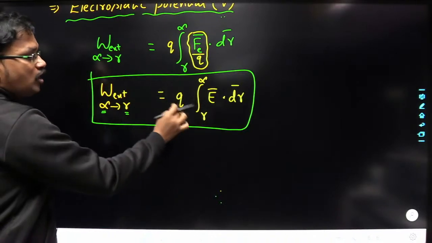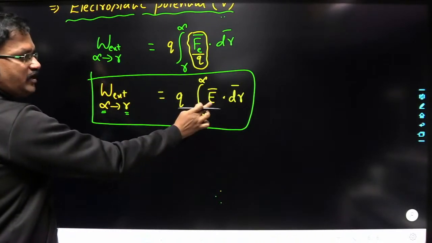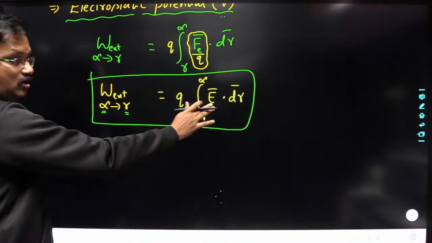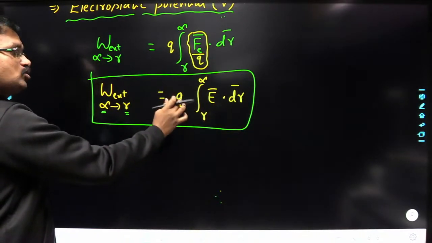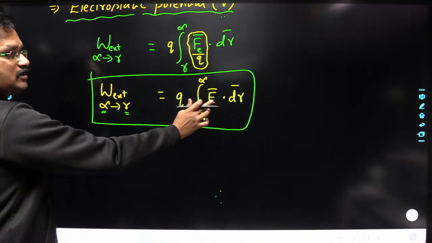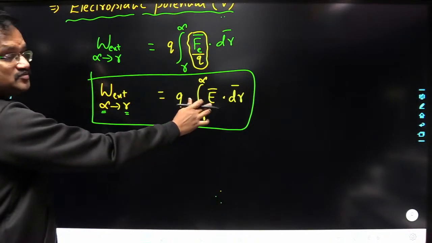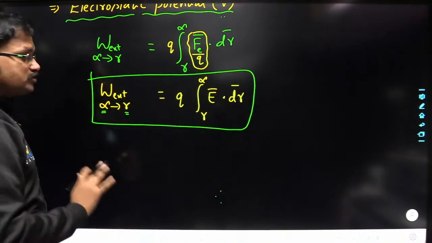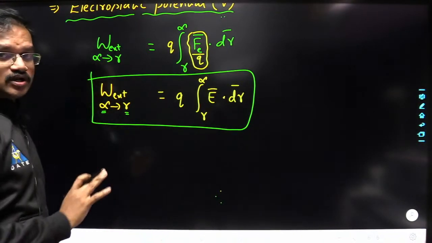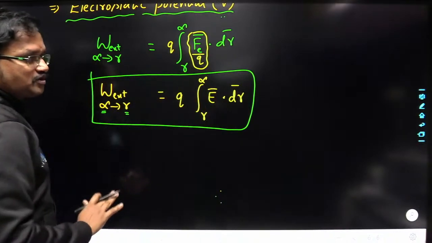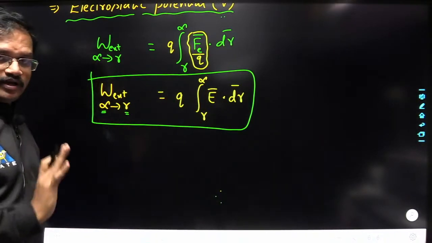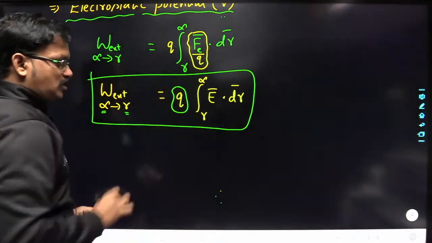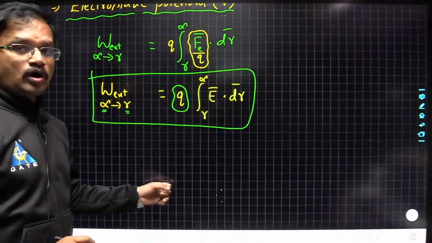So we have moved Q amount of charge in the field produced by some charge distribution, from infinity to R. Then this is the work done by the external agent in terms of the electric field. You can write in this manner. So this is the work done in order to move Q amount of charge.